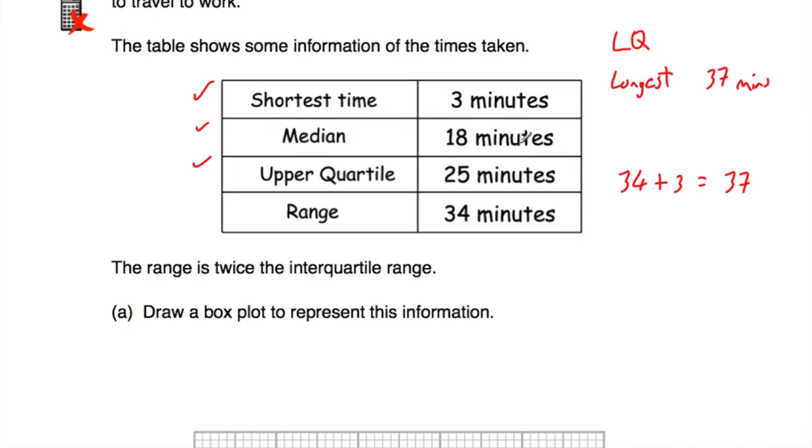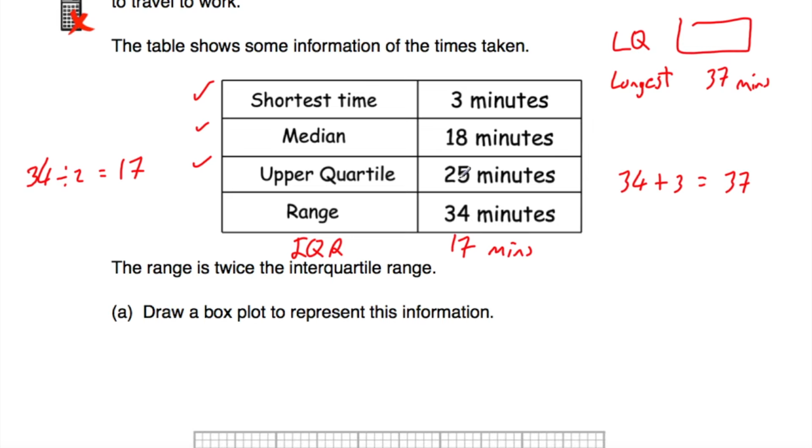So to find the lower quartile, we've been given the upper quartile, and we've been told some information about the interquartile range, so that'll help us. So we're told the range is twice the interquartile range. So that means that the range, this number, is double the interquartile range. So if we half 34, well, 34 divided by 2, that's equal to 17. So that means the interquartile range would be equal to 17 minutes. And remember, that's the difference between the upper quartile and the lower quartile. So when you take the upper quartile, which is 25, and you take away the lower quartile, which is what we're trying to find, you're going to get that's equal to 17 minutes.